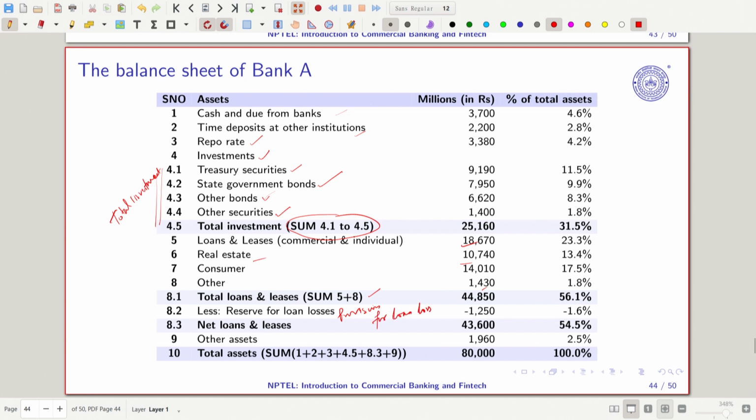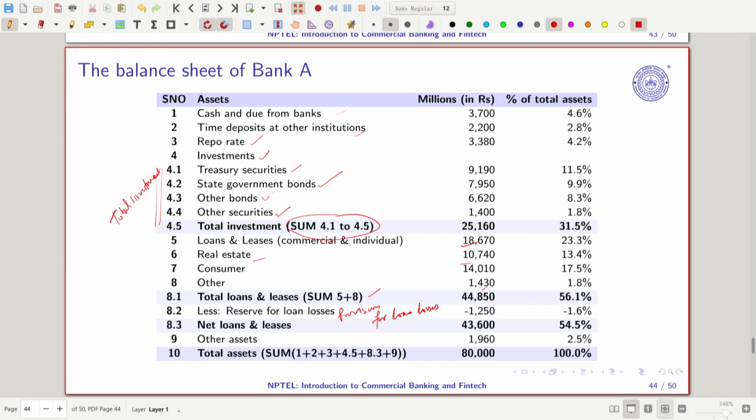This we included in the net income, right? So it is coming out to be 44,850. If I sum this up, 5 plus 8, it is coming out to be 44,850.